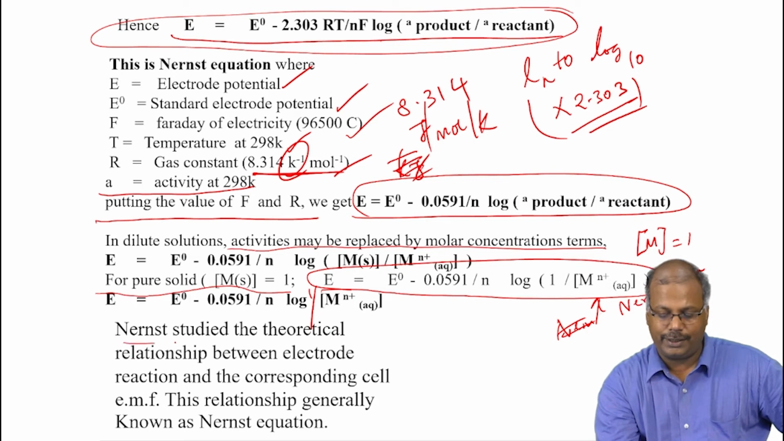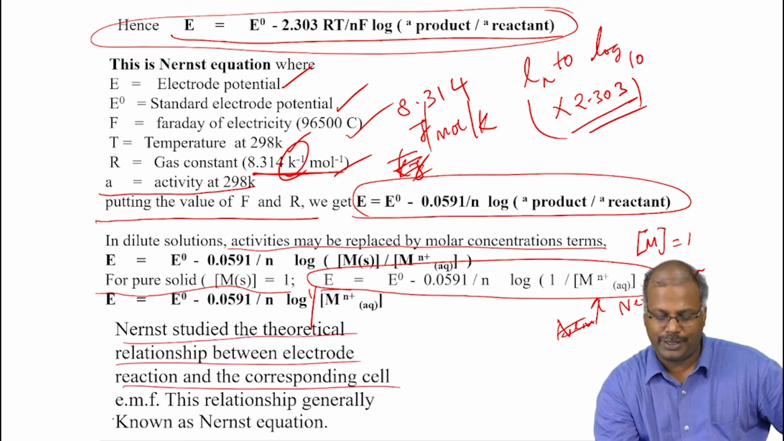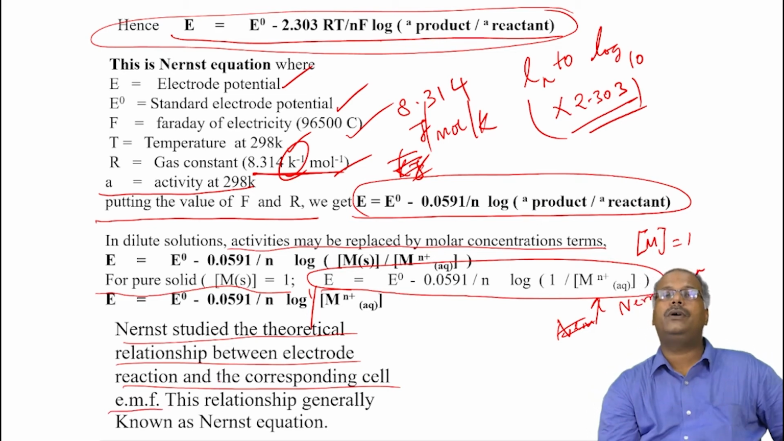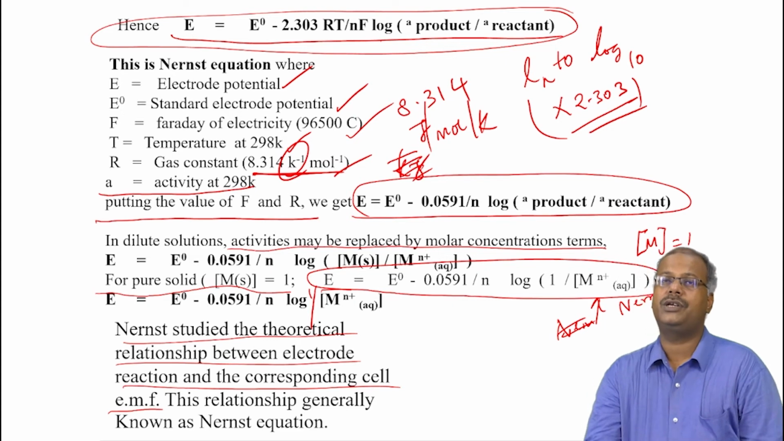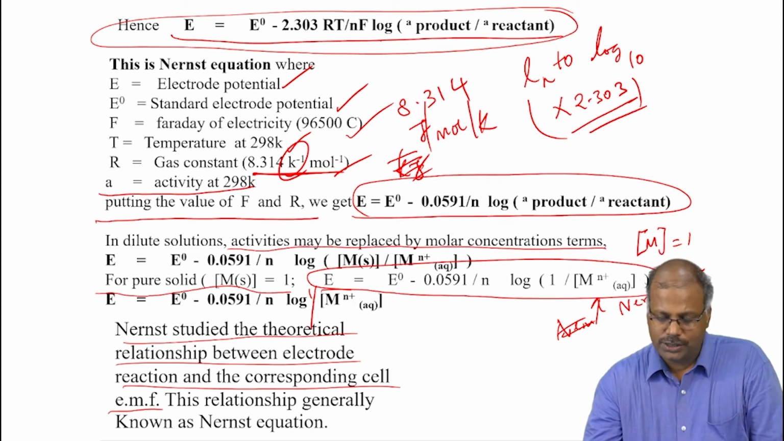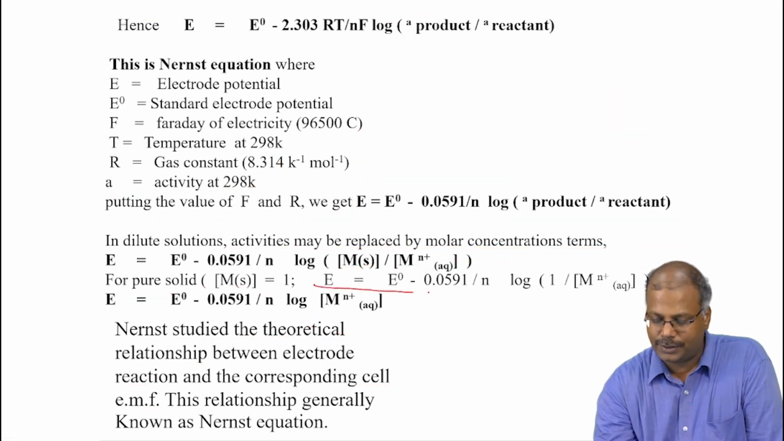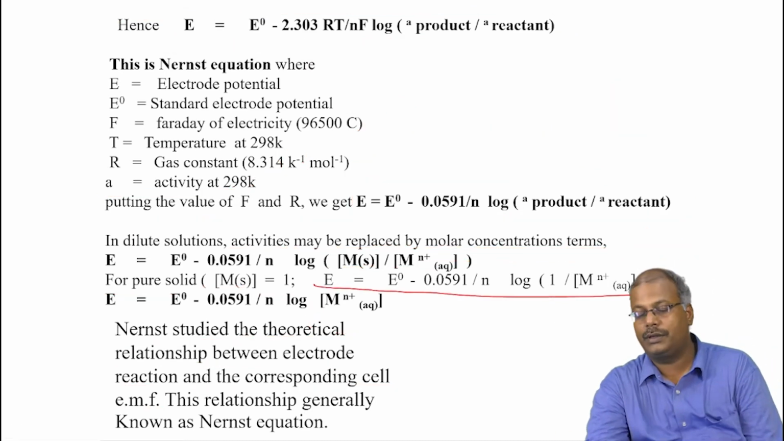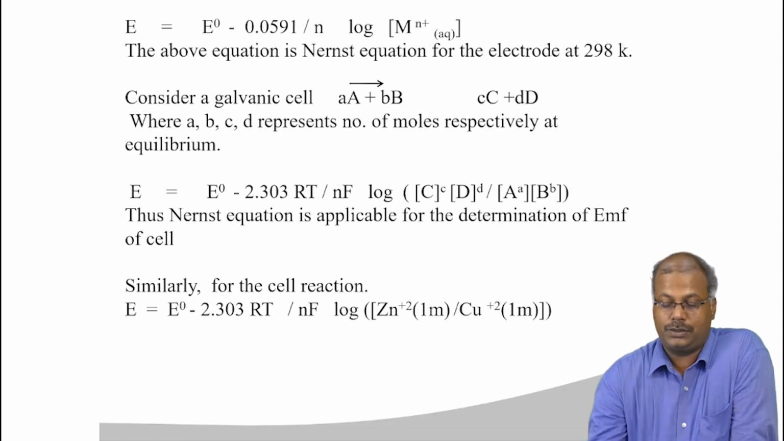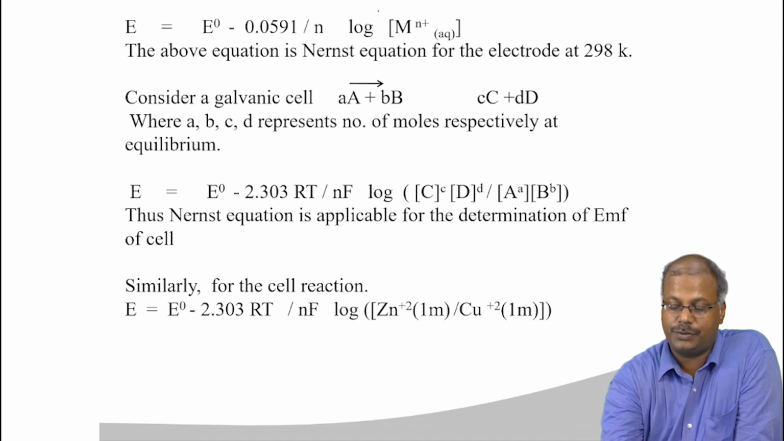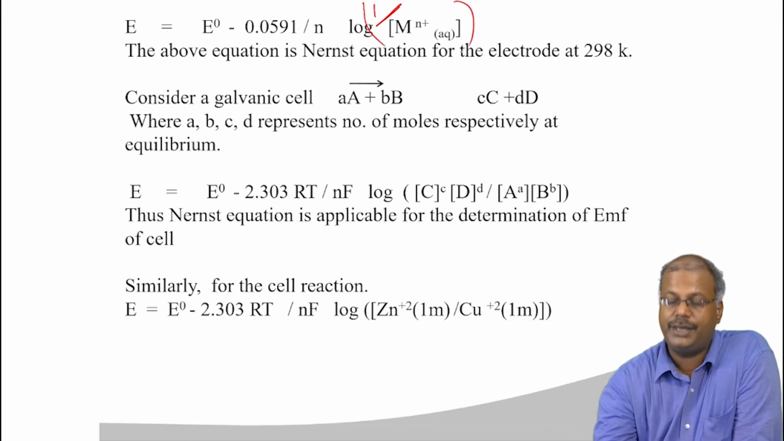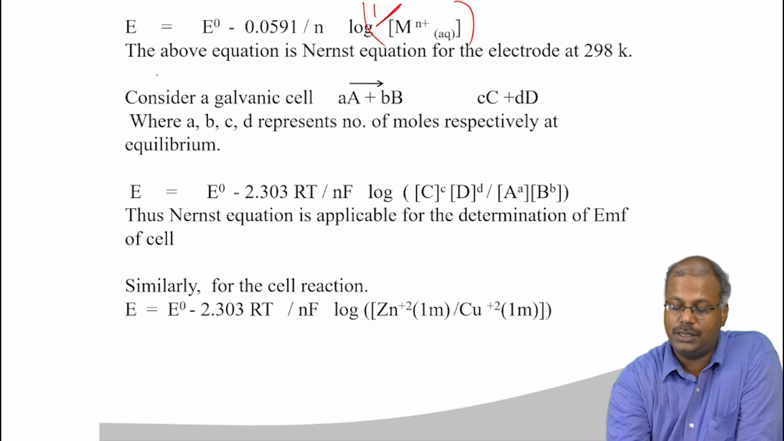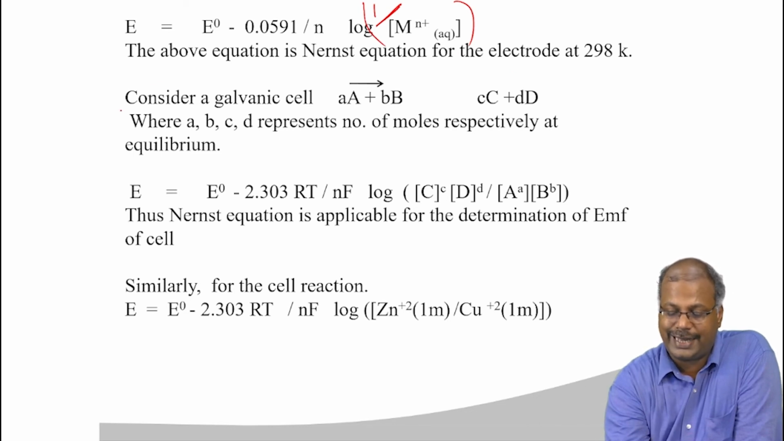So Nernst studied the theoretical relationship between the electrode reaction and the corresponding cell EMF. This relationship, E is equal to E naught minus 0.0591 by n log of 1 by the concentration of M n plus, is called the Nernst equation. Okay, this expression is called the Nernst equation. Okay, next. Here it should be log of 1 by the concentration of M n plus. This is the Nernst equation.